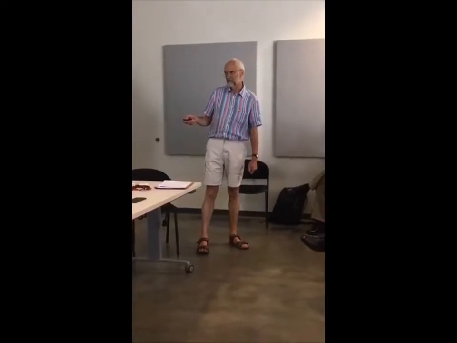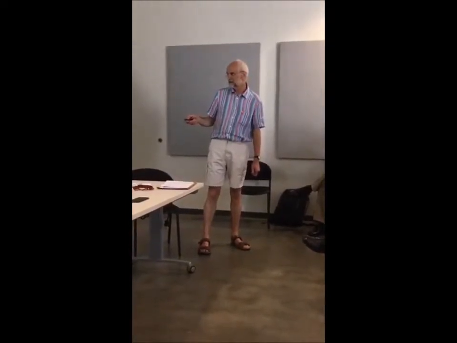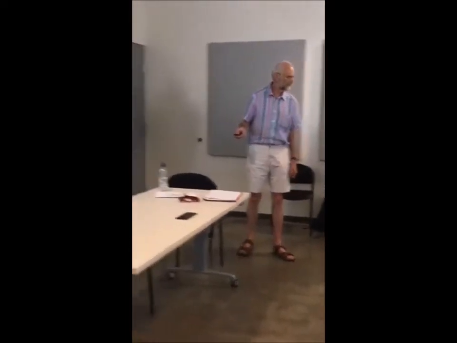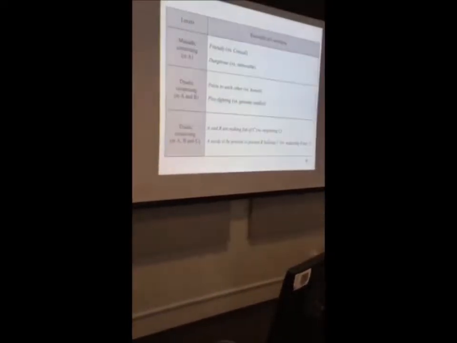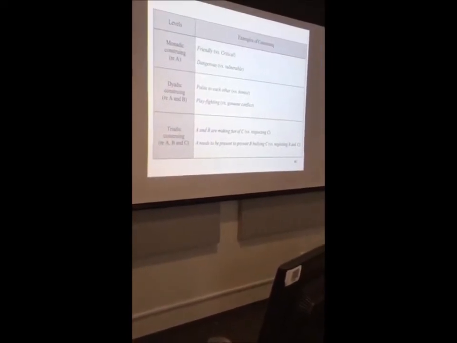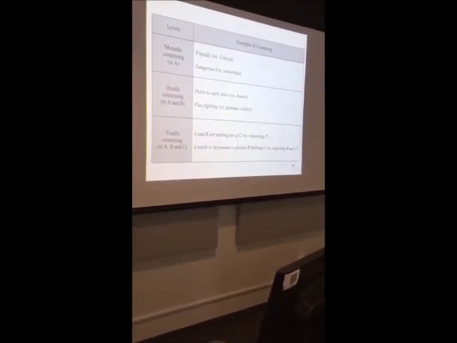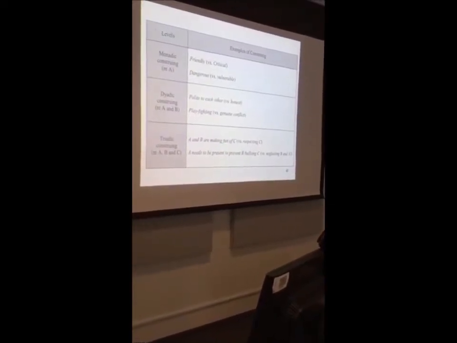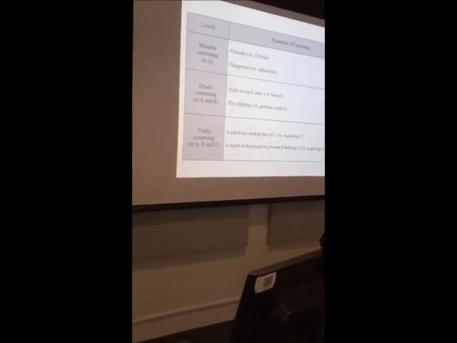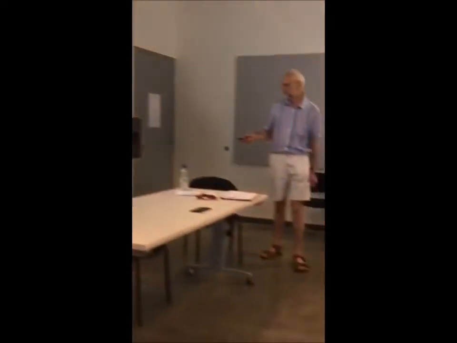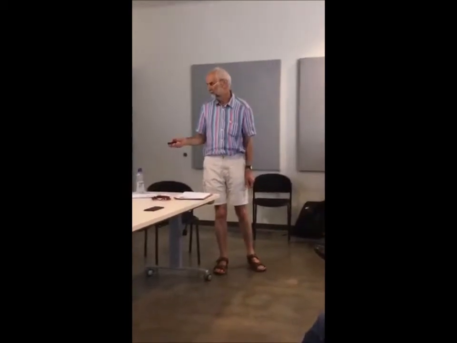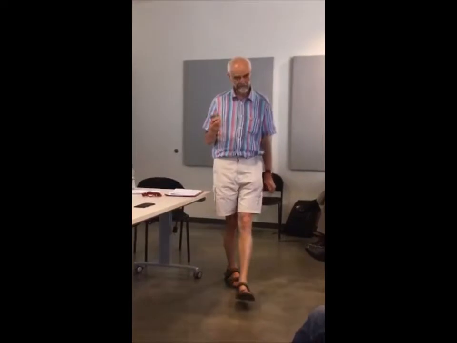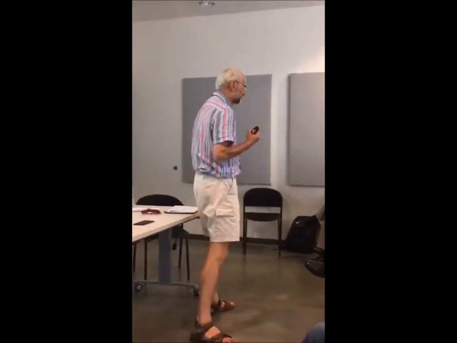Another example of triadic construing is A needs to be present to prevent B bullying C. And this goes back to some sibling examples, maybe. A needs to be present to prevent B from bullying C versus neglecting B and C. So there's a lot of additional data involved in construing live interaction.